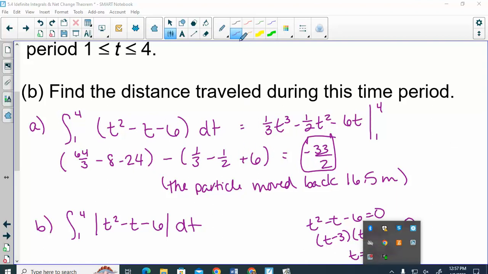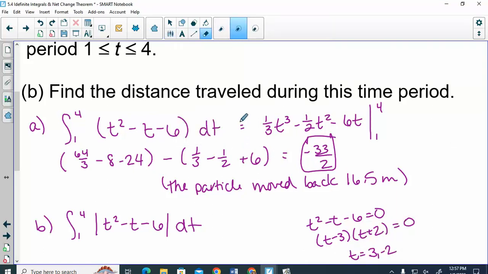I wrote +6 when I wrote this down. And that should be a -6. Do you guys see how I caught that mistake? Because your overall distance, if you went forward and backwards, that should be more than just your net change. So let's see what happens if we fix that. 9/2. That sounds better. Positive or negative?